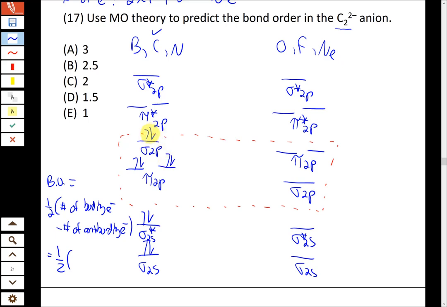So 8 of our 10 electrons are in bonding orbitals: 2 in sigma 2s, 4 in pi 2p, 2 in sigma 2p. And if there's 8 in bonding orbitals, that means the other 2 have to be anti-bonding. That's going to be those 2 here in sigma star. So 1/2 times 8 minus 2 is 3. So the bond order here would be 3. It's a triple bond. That's the highest bond order you can get using this molecular orbital theory for diatomic molecules. And so A would be the correct answer. That's the bond order of 3 when you have 8 bonding electrons and 2 anti-bonding electrons.